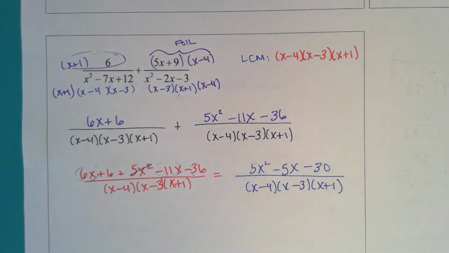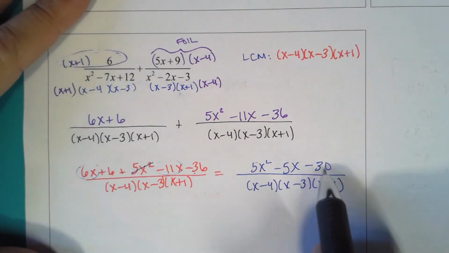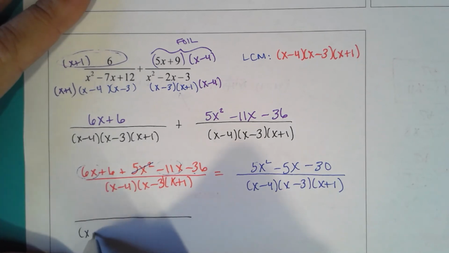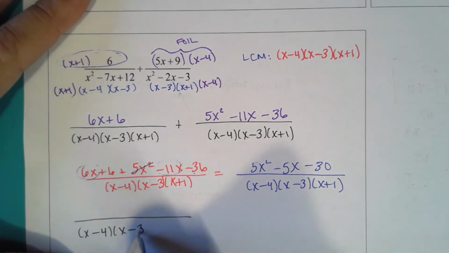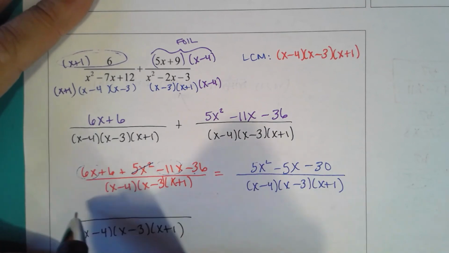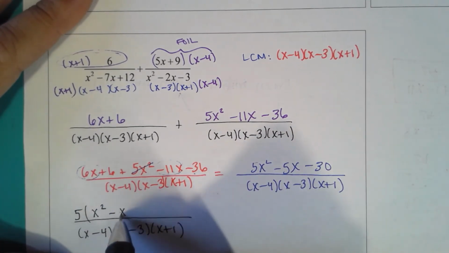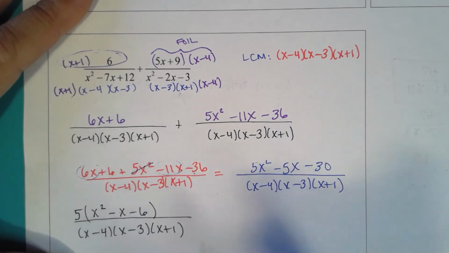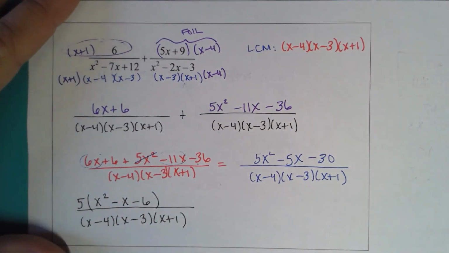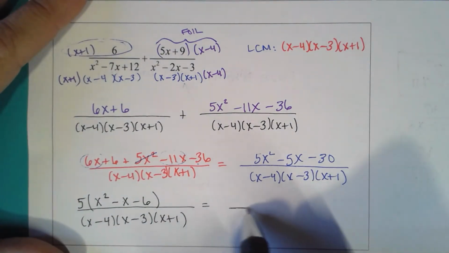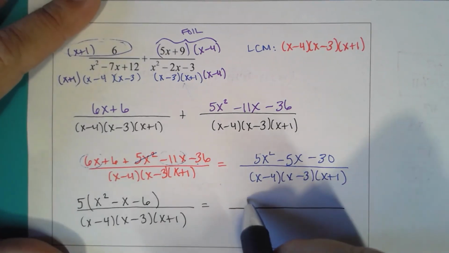Woo! I would love it if this would reduce. Let's try to factor. Let's factor a 5 out of the numerator. So let's see, we've got x minus 4, x minus 3, and x plus 1 on the bottom still. When I take out that 5, I'm left with x squared minus x minus 6. Let's just keep going, see what happens, see if we can factor what's left.